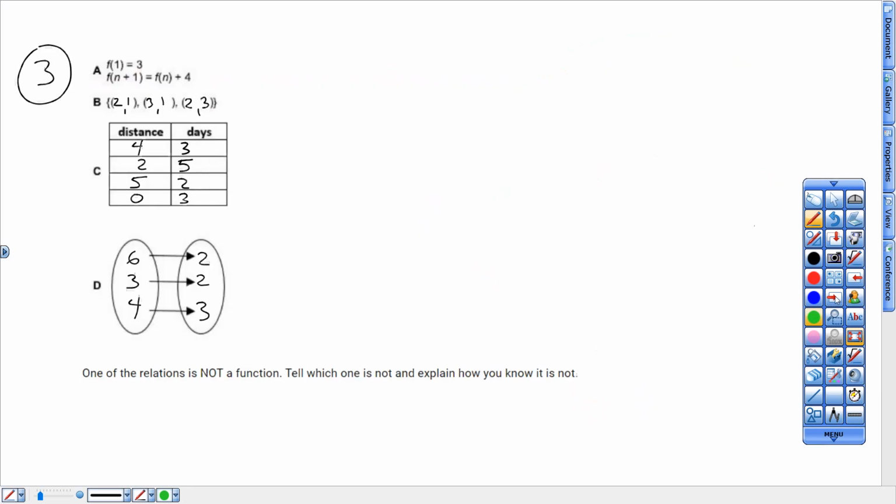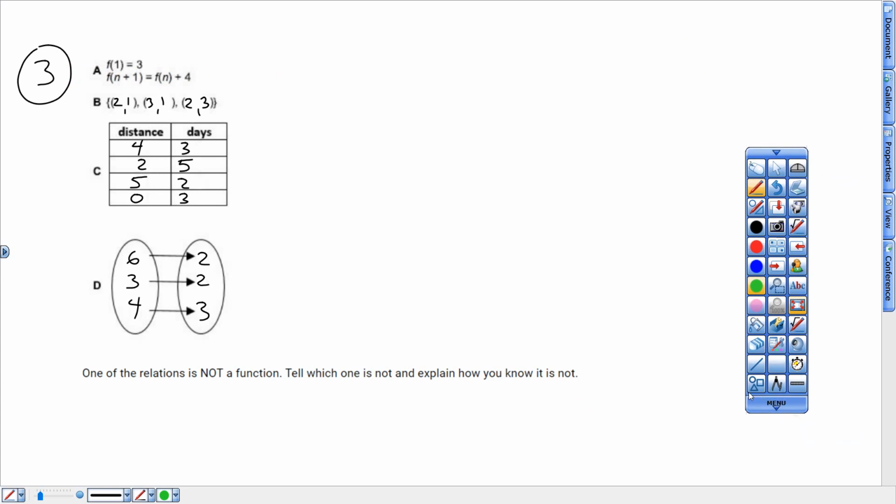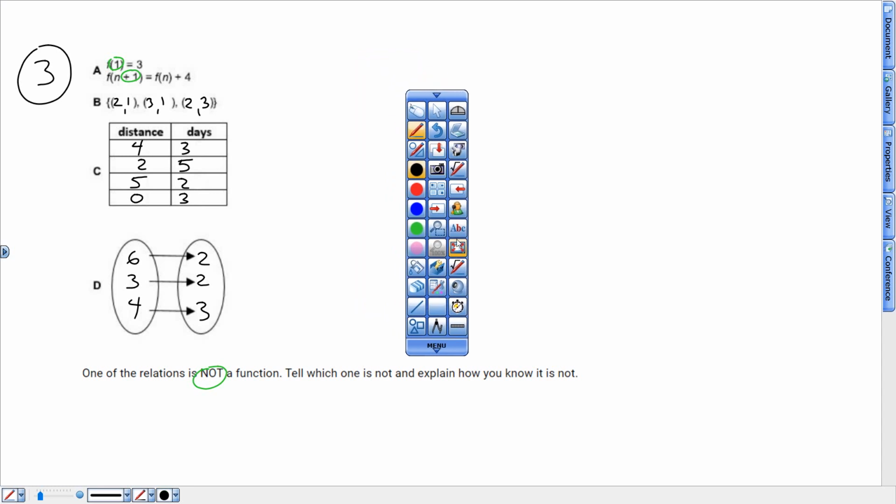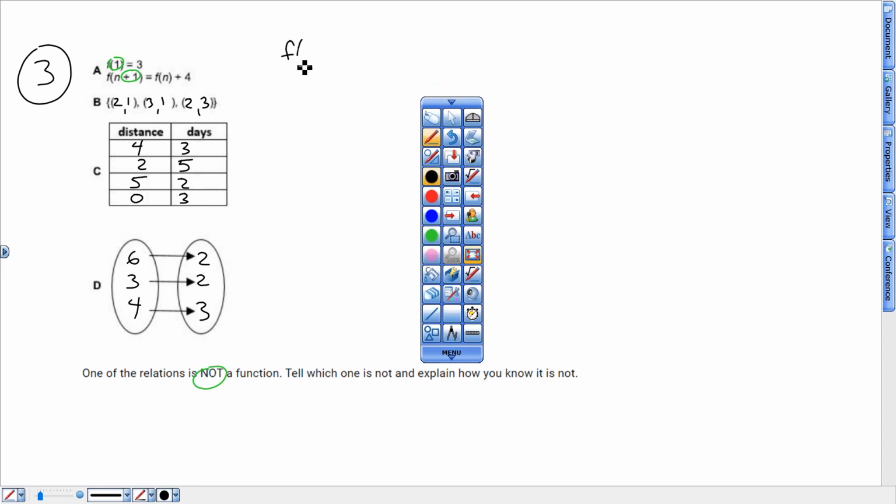Number 3. This one is the function test, which is if you have an input spit out 2 different outputs, not a function. This first one, I'm just going to have you disregard this because, again, that is a function. It's showing that if I plug in n, anytime I'm plugging in a different number, I'm adding 1 to it. So for example here, if I have this function right here, which gives me 3, and I plug in 1 right there, that gives me 3.